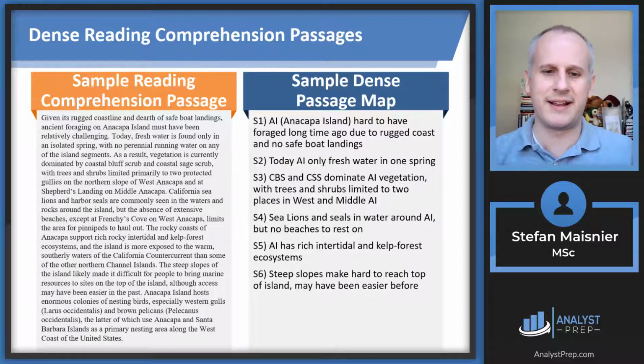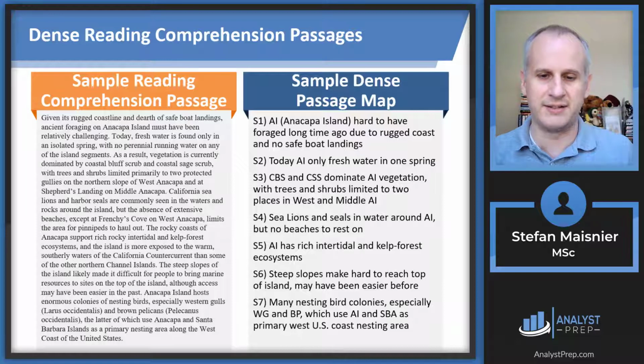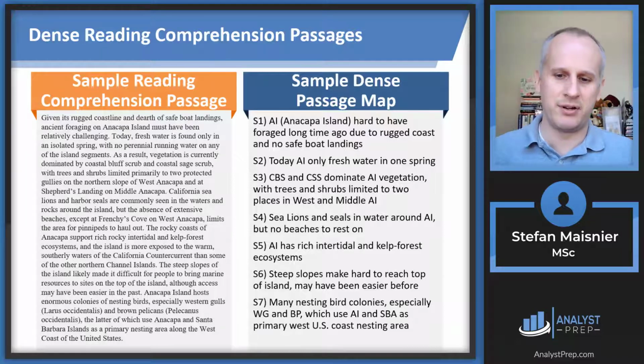And then lastly, we've got Anacapa Island. So AI hosts enormous colonies of nesting birds, especially western gulls. I don't care about their technical name. And brown pelicans, again, don't care about their technical name. The latter of which use Anacapa and Santa Barbara Islands as a primary nesting area along the west coast of the United States. So sentence 7: many nesting bird colonies, especially WG and BP, brown pelicans, western gulls, which use AI and SBA, Santa Barbara Islands, and our well-known Anacapa Island at this point, as the primary U.S.